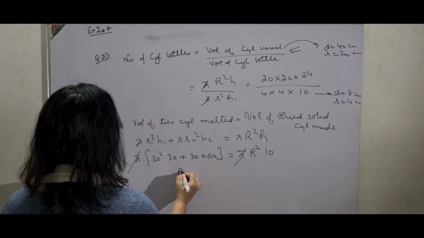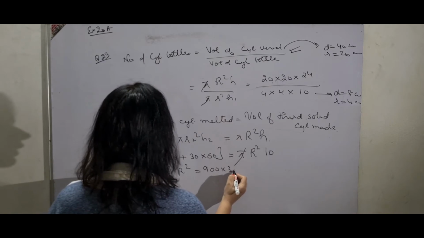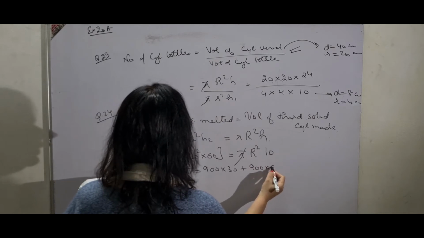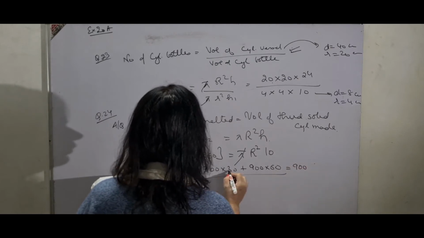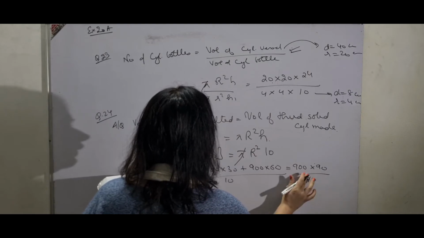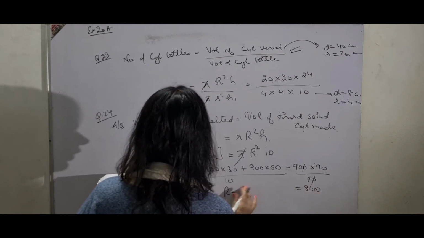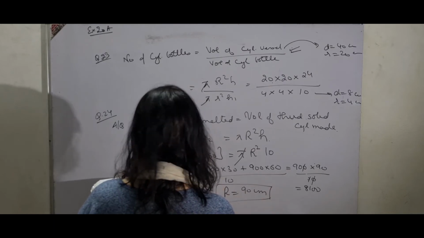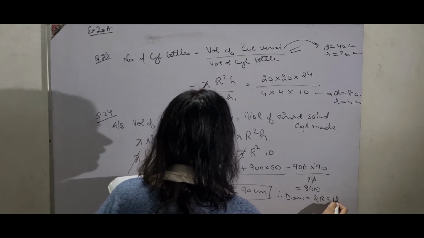You know what to do now. R square is equal to 30 into 30, that is 900, into 30, plus again 900 into 60, upon 10. Very simple calculations. 900 common, 60 plus 30 is 90 upon 10, and this cancels. 9 9s are 81, so R is equal to 90 centimeter. They have asked you to find the diameter, so double the radius R, that is 180 centimeter.